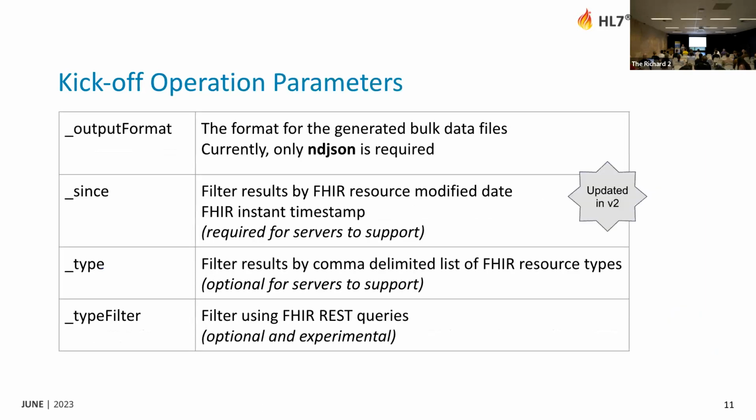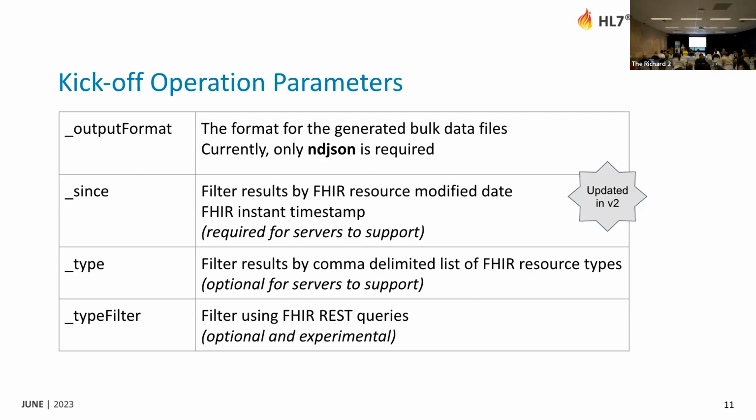There are a number of parameters you can pass into your export operation to limit the data returned or shape the data returned. First is output formats. So servers could support different formats for serializing the FHIR data. Under the spec, NDJSON is the required format, so all servers have to support NDJSON, which is a text-based format, and we'll look at an example of that when we get to that stage of the flow. But servers could also support other formats like Parquet, which is a binary format for the data, although I'm not aware of any servers that currently do.